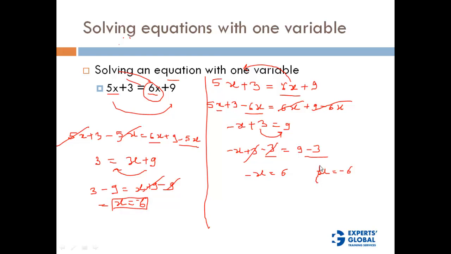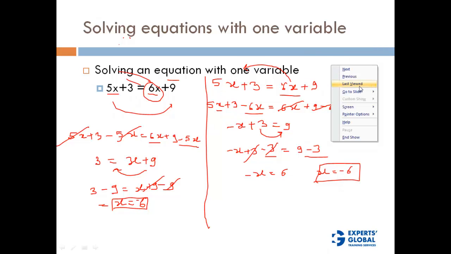It is just up to you how you go ahead with it. Obviously the second method was easier because we directly get the value of x, whereas in the first method we get value of minus x, which is essentially the same thing, but it just depends on you how you want to look at it. So let's have a quick review of that.